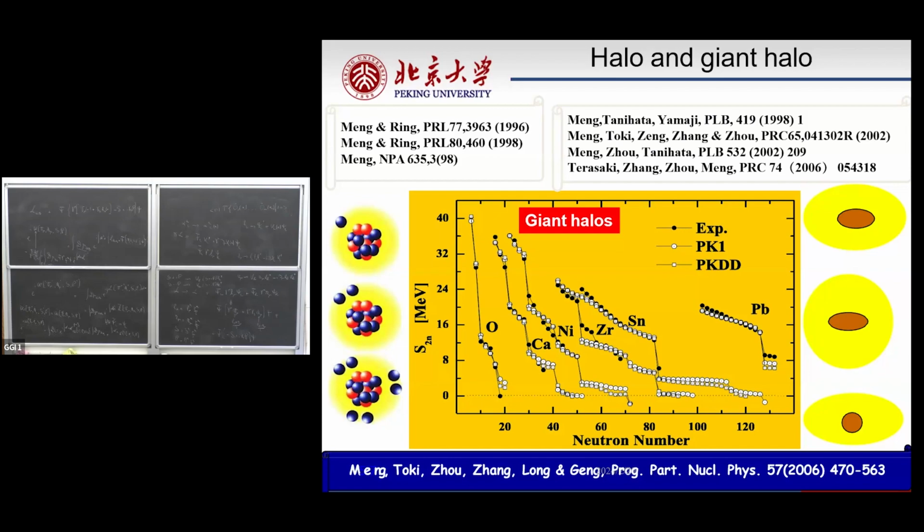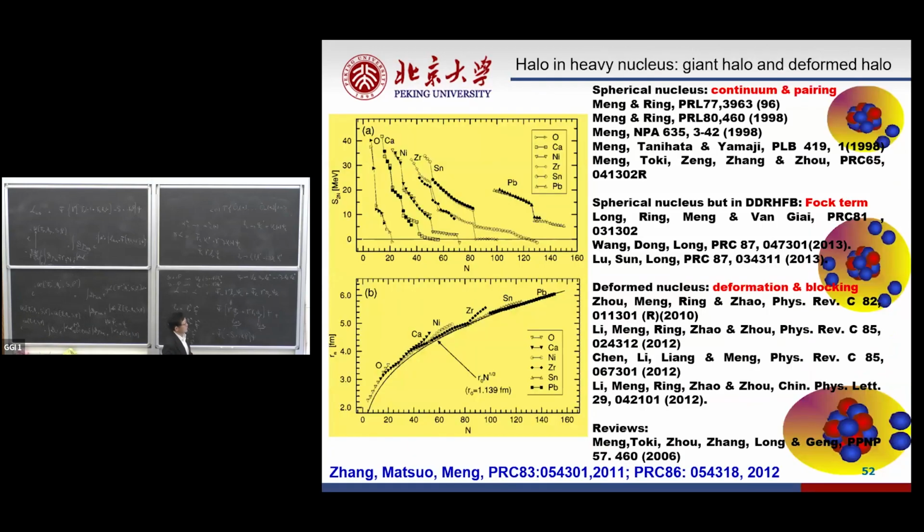So in such a case, the halo could not only be formed by 1 neutron or 2 neutrons. For example, in this nucleus, there could be many neutrons. So that is the name we invented for this phenomenon. This is the so-called giant halo phenomenon, right?